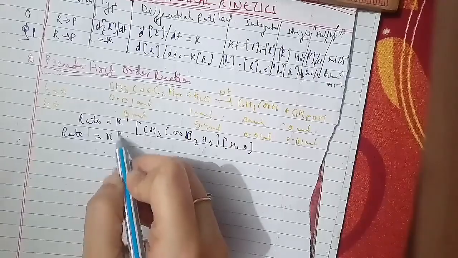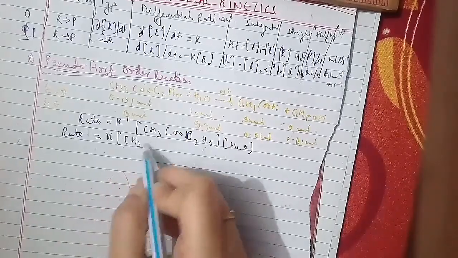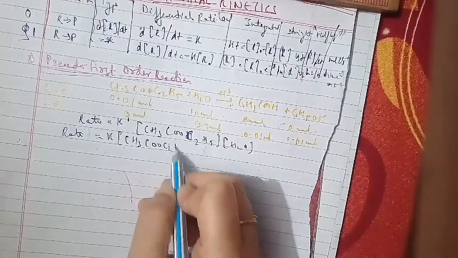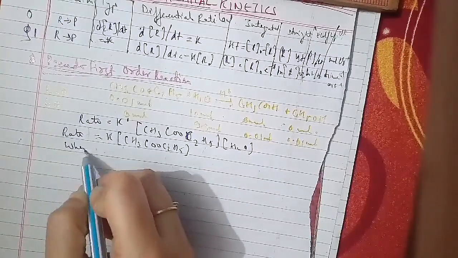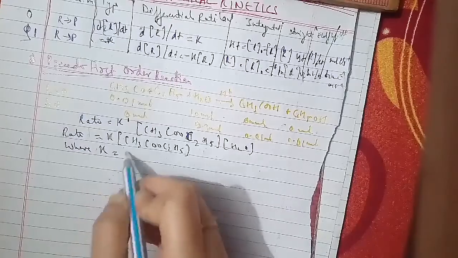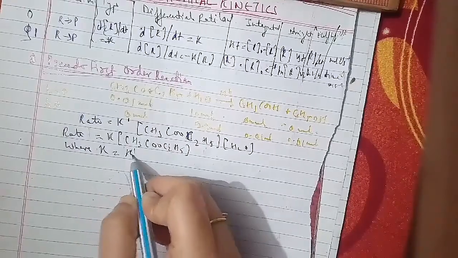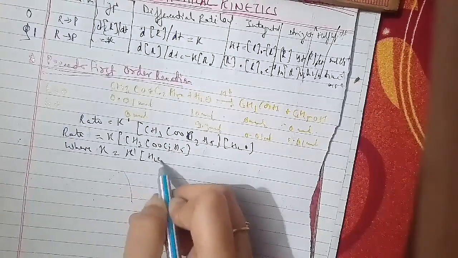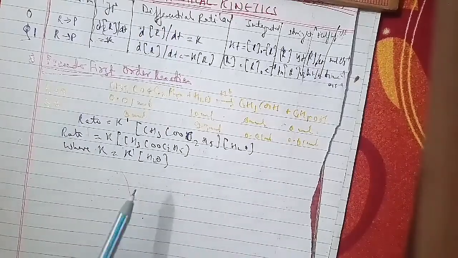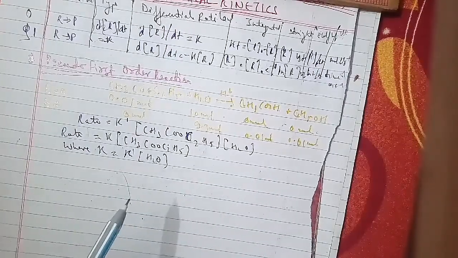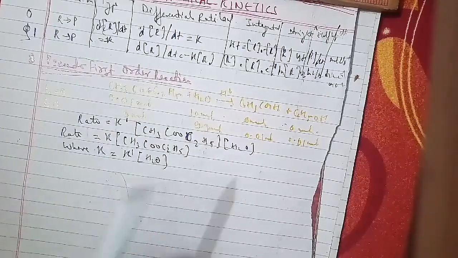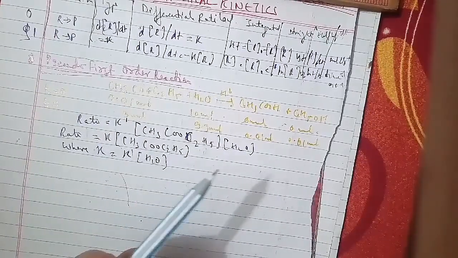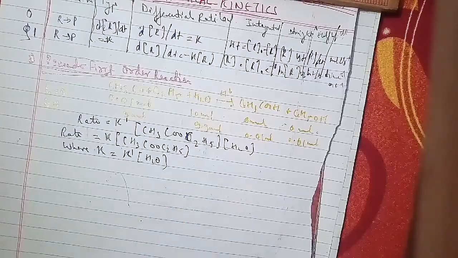And for the equation we have rate equals to K CH3COOC2H5, where K equals to K dash H2O that we have. And the reaction behaves as a first order reaction, and such reactions are called pseudo first order reactions.